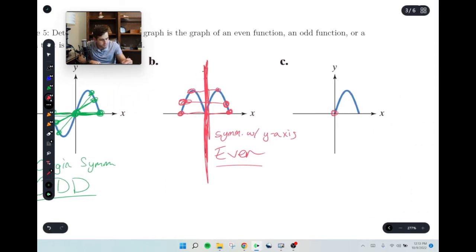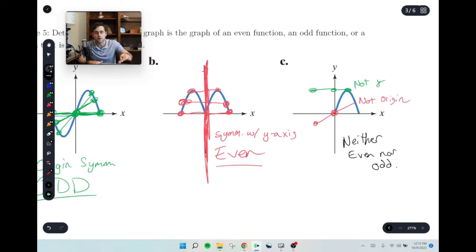All right, what about this one? Well, put a little dot here. Go to the origin and keep going. Nope. I'm not going to do x because there's an x on the graph. So that red line means not origin. Well, let's try the y-axis. Let's start right here. Boop, boop. Well, that green line means not y. So it is neither even nor odd.